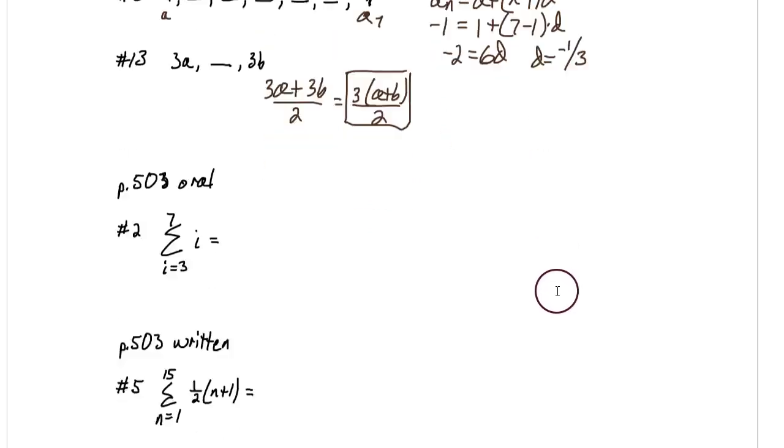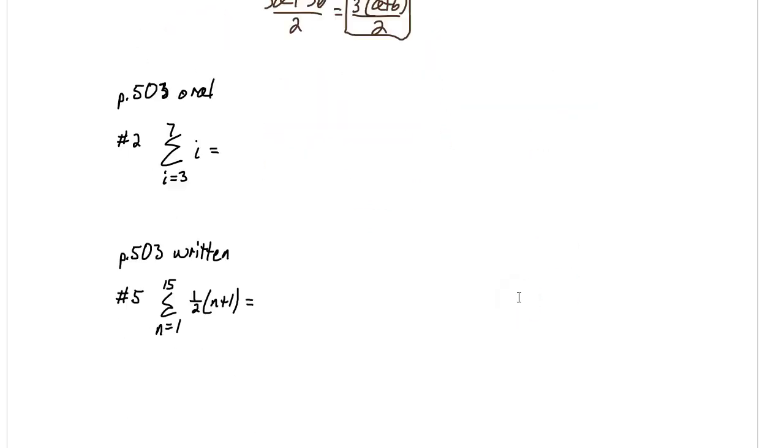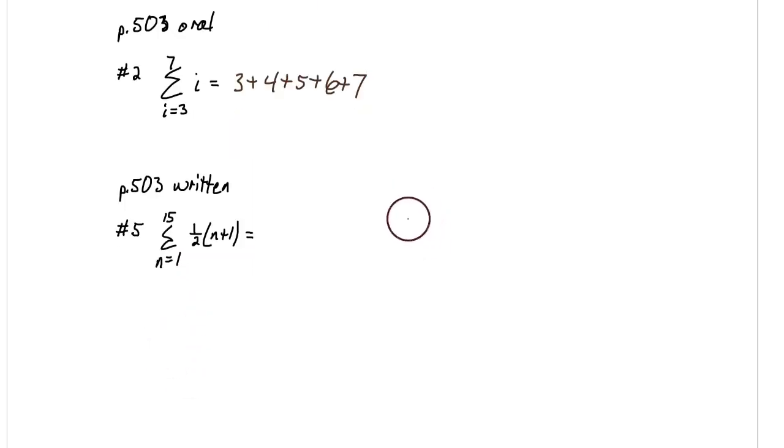Now page 503. We're asked to expand this sum. First, plug in 3 for i. Then 4, then 5, then 6, then 7. There's the expansion. For page 503 on the written exercises, we're asked to actually find the sum. Let's start by expanding it and getting a few of the terms.